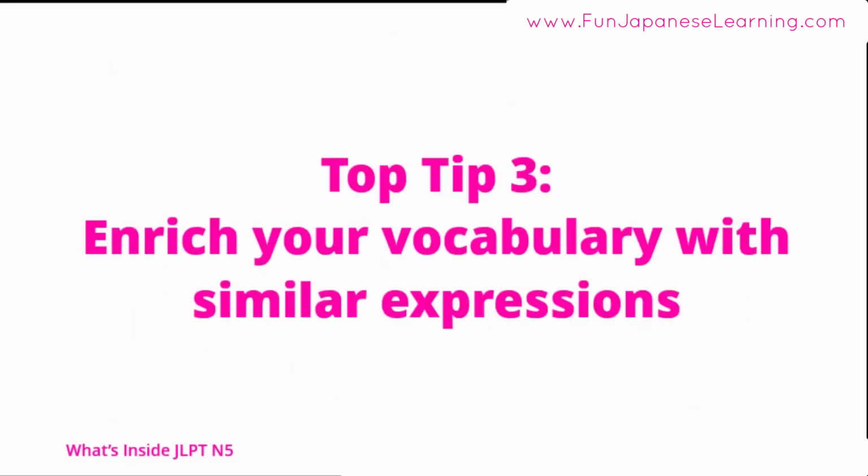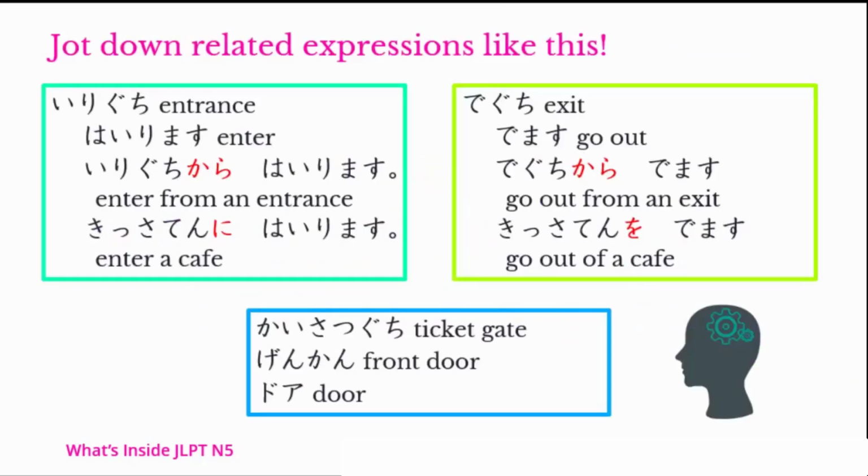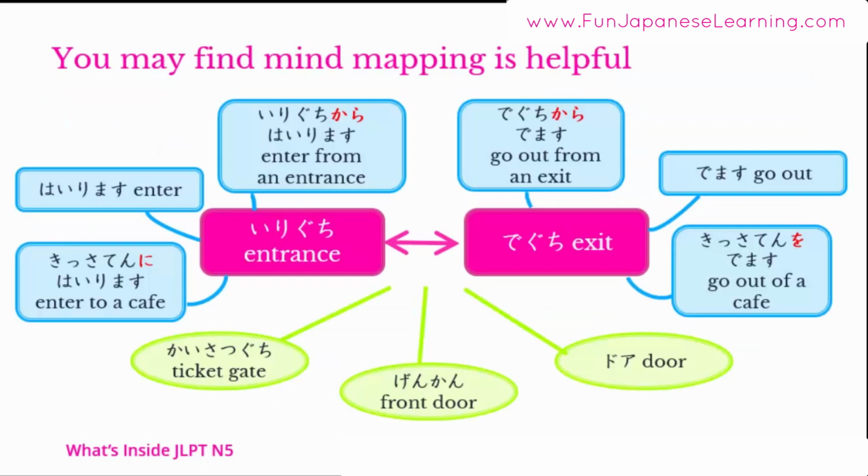Top tip 3. Enrich your vocabulary with similar expressions. Jot down related expressions like this. 入り口 entrance. 入ります enter. 入り口から入ります。Enter from an entrance. 喫茶店に入ります。Enter a cafe. 出口 exit. 出ます go out. 出口から出ます。go out from an exit. 喫茶店を出ます。go out of a cafe. 改札口 ticket gate. 玄関 front door. You may find mind mapping is helpful. In this way, you can add related vocabulary when you find a new one.